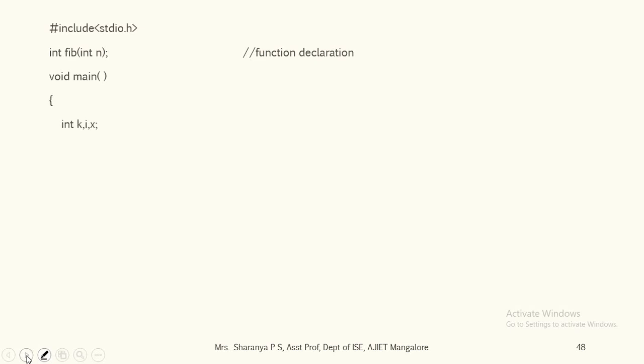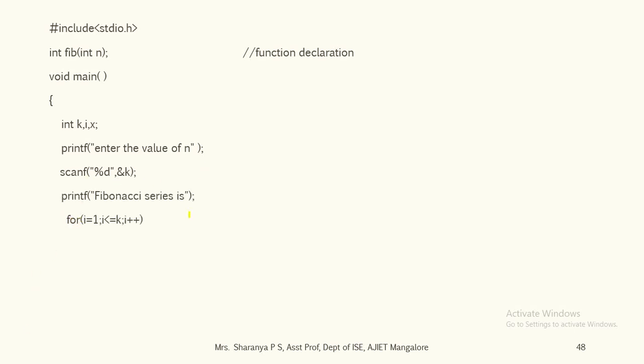And inside the main, we have defined the variables k, i and x. k holds the number of elements the user wants in the Fibonacci series, i is a variable used to process through the Fibonacci series using the for loop, and x is a variable which will hold the final result. Now coming to the main generation or display of the Fibonacci series.